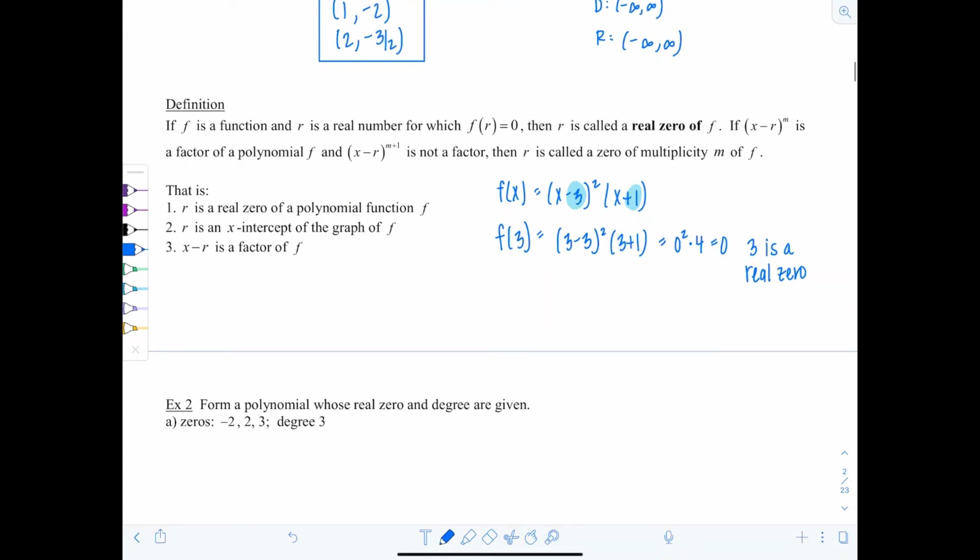Can you identify another one? You don't even have to test it. If you can just look, that's awesome. -1, right? The zeros of the factors are the zeros of the function.